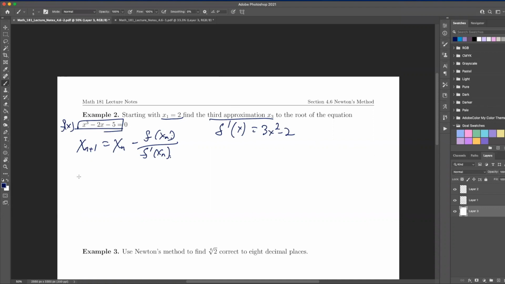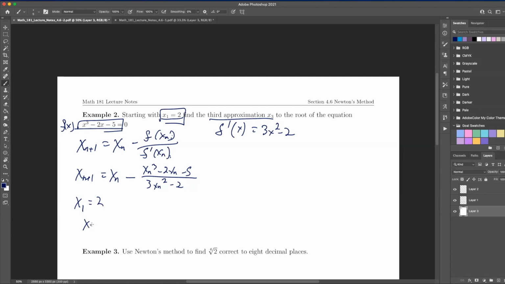And so for us, here we're going to have x of n plus 1 is equal to x_n minus (x_n cubed minus 2x_n minus 5) all over (3x_n squared minus 2). And so we're going to start here. So we know what x1 is. They give us x1. It's equal to 2. So x2 will be found by the following.